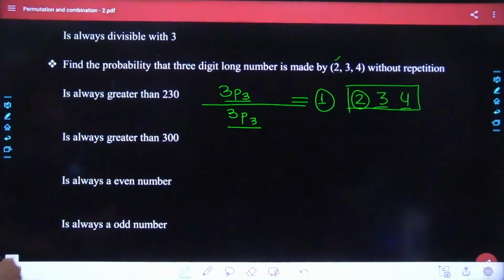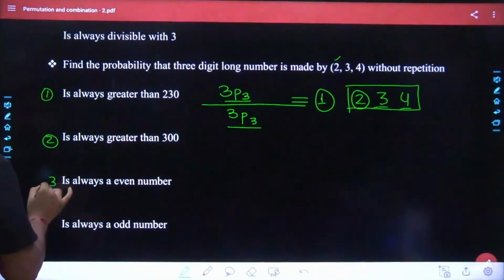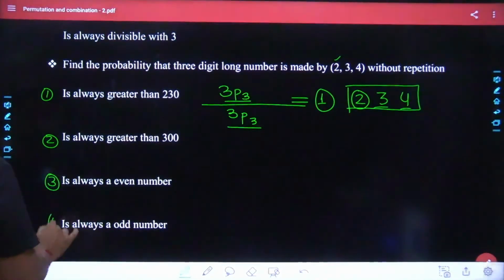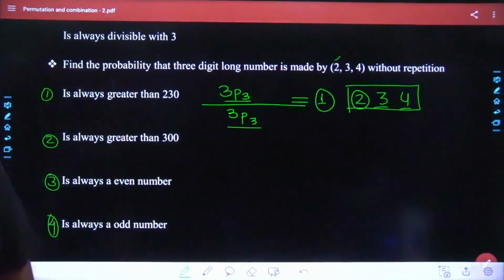So I would request each one of you, this has been the first question which has been solved by me. I want the answer from each one of you for question number 2, 3 and 4. I would like to have the input from each one of you.